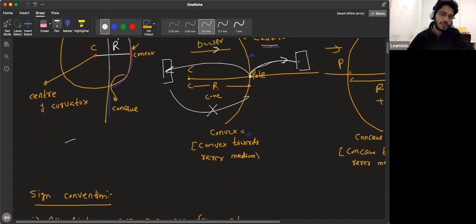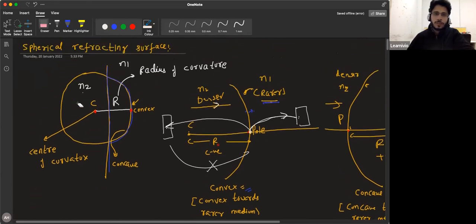Let's take one more example. Let's take this example here. And this is the rarer medium. This medium is rarer. Anshika, is this a convex surface or a concave surface? Convex. Mehraj, is this a convex surface or a concave surface? Convex, because towards the rarer medium, you have a convex thing. So it's a convex refracting surface.